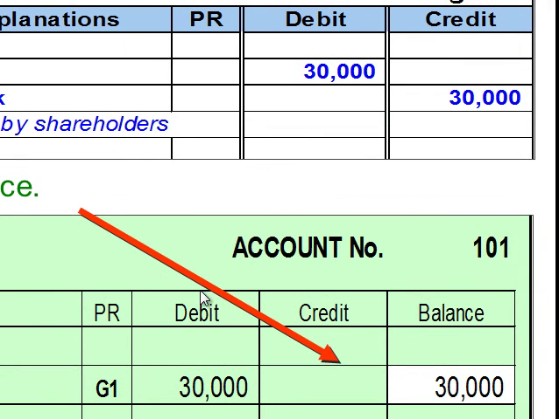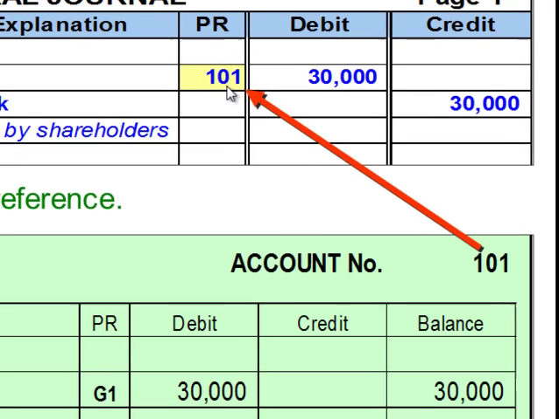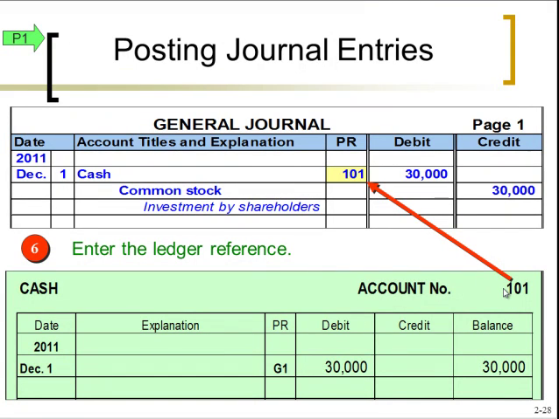We'd want to compute the balance. Well, all we have right now is a debit for $30,000, so our balance is $30,000 as well. And we want to put this account number back on the general journal. So this ledger account number becomes our posting reference in the general journal. So again, if you're looking at this general journal entry, you know to go to account 101 to find out about this cash.